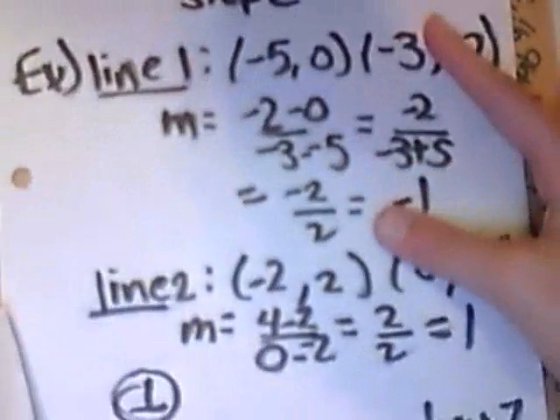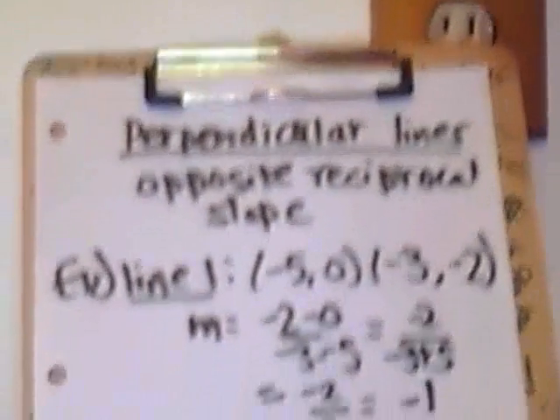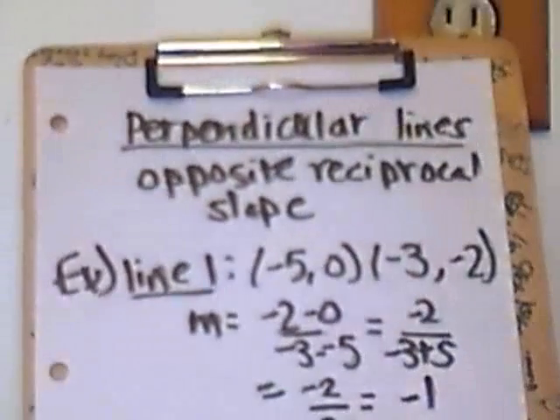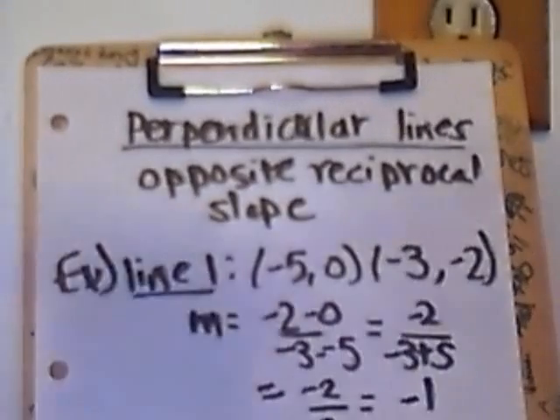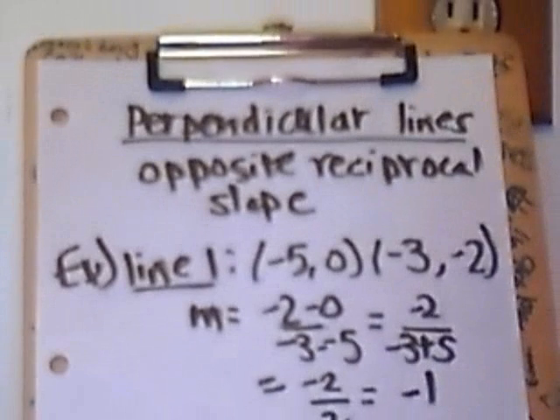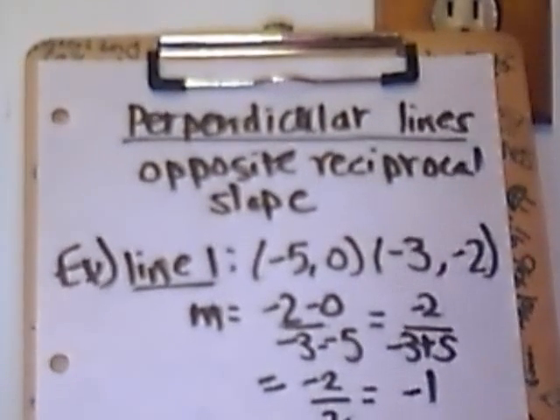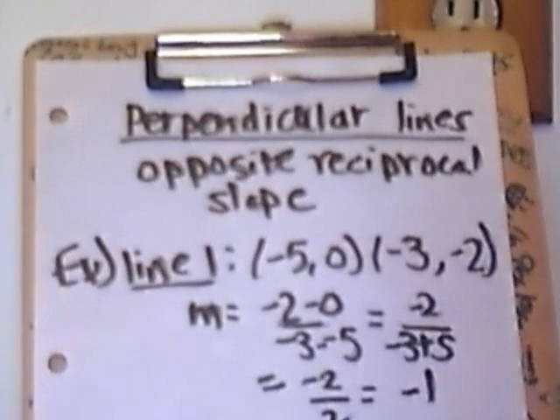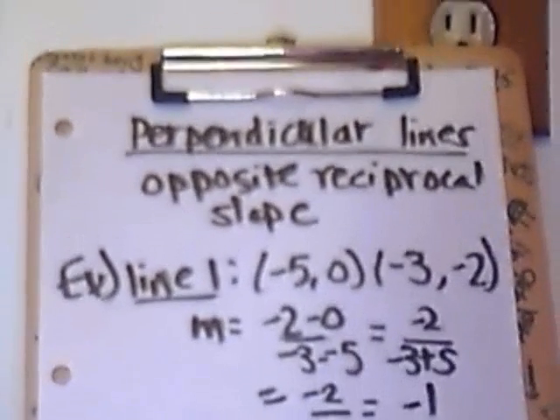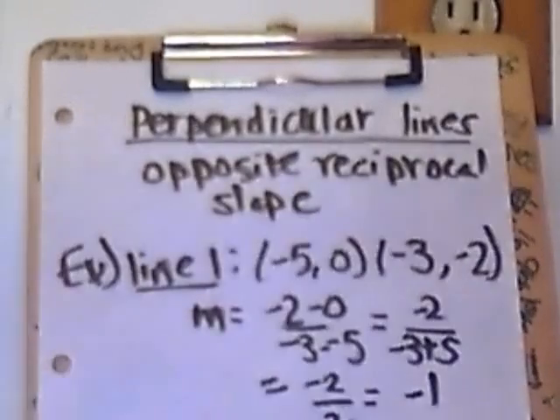Alright, well what if I have perpendicular lines? For perpendicular lines, they have an opposite reciprocal slope. That means negative reciprocal. So if I had a line that had a slope of 1/3, a perpendicular line would have a slope of negative 3, because the reciprocal of 1/3 is 3, but it has to be negative. Alright, so if I had a slope of 4/3, a negative reciprocal slope would be negative 3 over 4.